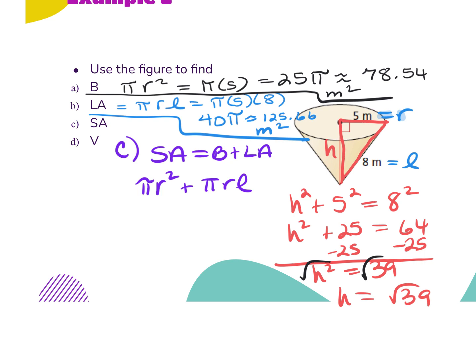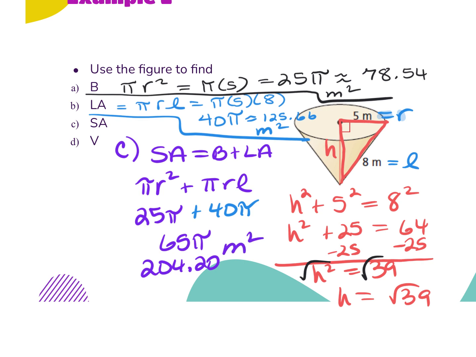Now we already did it. The base area, that pi r squared, was 25 pi. Then my lateral area was the 40 pi. When I add these together, I get 65 pi. And then using my pi button, 204.20, and these are both meters squared. I like to just add the numbers in front of pi and then multiply it by pi. It makes it a little bit easier so you're not leaving these huge numbers on and having to write them down.